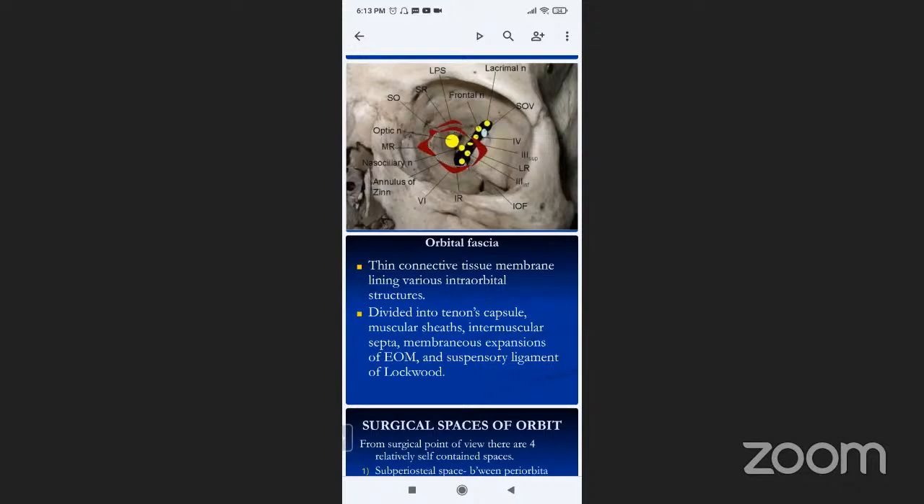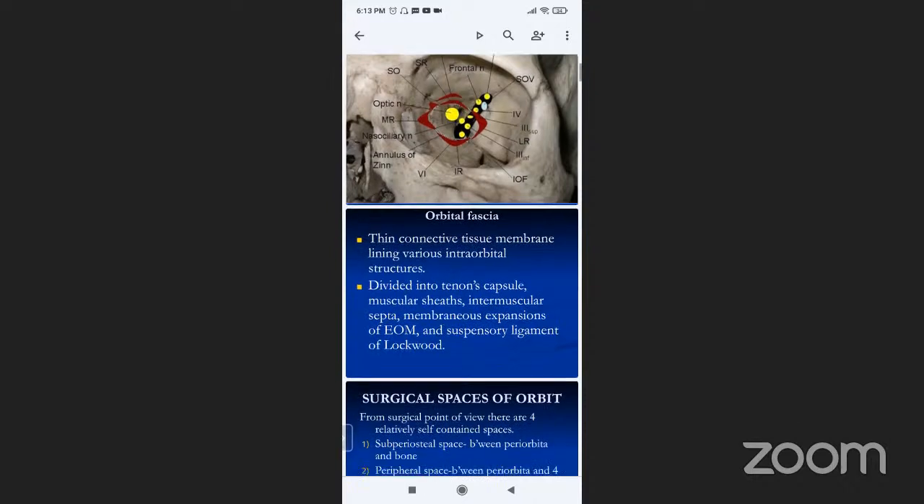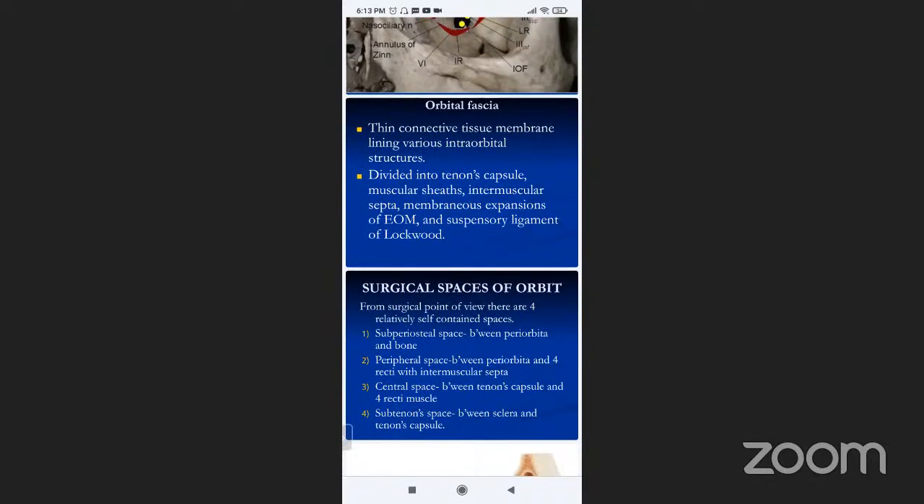One space is outside this recti, one space is inside the recti, within the recti muscles. That is within the space formed by the 4 recti muscles. So that space, the central space, is the space within the muscle cone. Peripheral space is the space outside the muscle cone. That is, peripheral space is between the periosteum covering the orbital bones and the 4 recti with intermuscular septum. That is the peripheral space. Central space is the space enclosed within that 4 recti and the intermuscular septum.